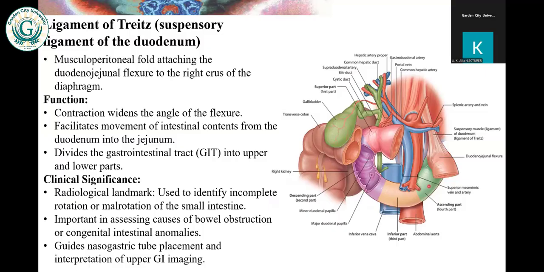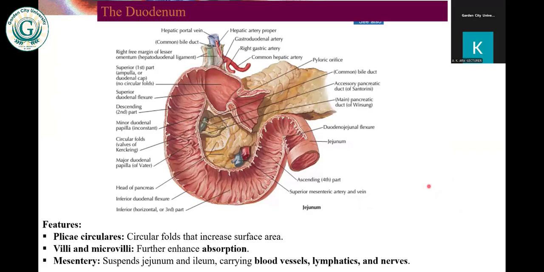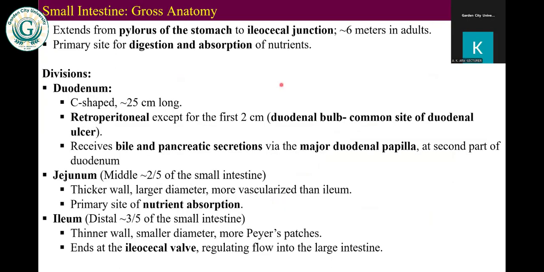As I explained, the whole thing is 25 centimeters long. The first part is 2 inches. An inch is about 2.5 centimeters. What you need to note is that, as I said earlier, the first part is 5 centimeters. So the first 2 centimeters is intraperitoneal. All the rest are retroperitoneal.